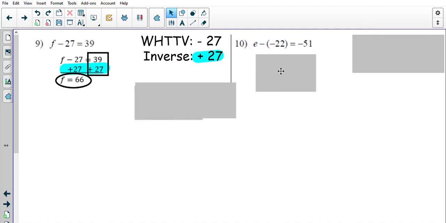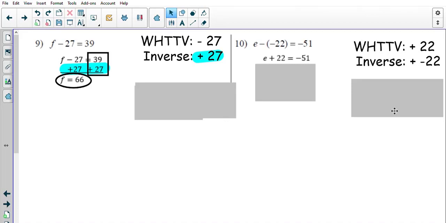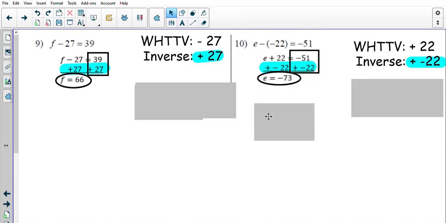All right, number 10, just like our previous problem like this, I would rewrite it as e plus 22 equals negative 51. What's happening to the variable is plus 22. The inverse is either to subtract 22, or I made things more interesting here, and I did plus a negative 22, but subtracting 22 will also work. So let's show our inverse one time on each side of the equation. And we're going to do negative 51 plus negative 22 to get our solution, and we'll get e equals negative 73. Again, negative 51 plus negative 22 to get your answer, or negative 51 minus 22 also works.